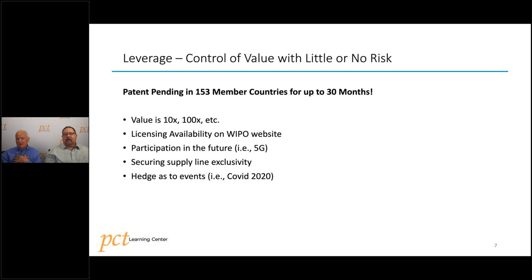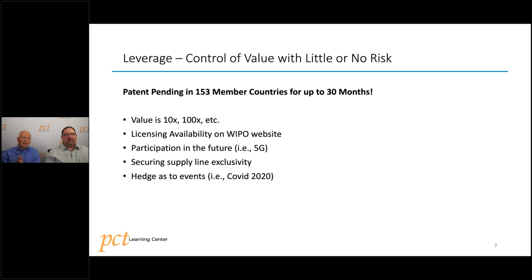And don't go with, well, I've not really filed many PCTs. In fact, I haven't filed any, so I'm not going to talk about it. Really? It's not that hard. Is that giving good advice, not talking about things you don't know much about? No, you need to learn about these things. So this is the big message of PCT: leverage, leverage.